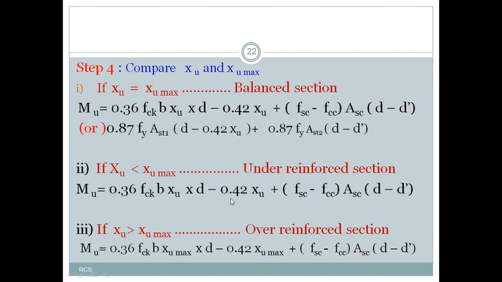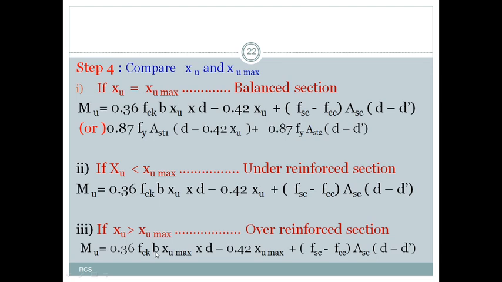If you get an under reinforced section, then it will be 0.36 FCK B XU into (D minus 0.42 XU) plus (FSC minus FCC) into ASC into (D minus D dash). And if your actual depth of neutral axis is more than the limiting depth of neutral axis, then it is considered an over reinforced section.